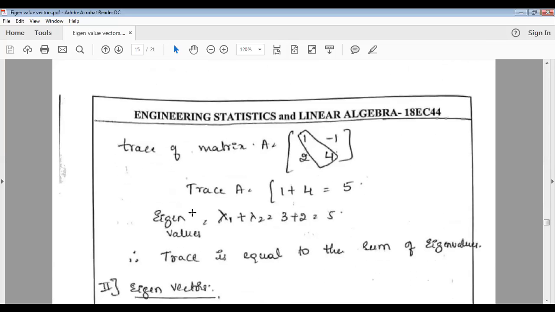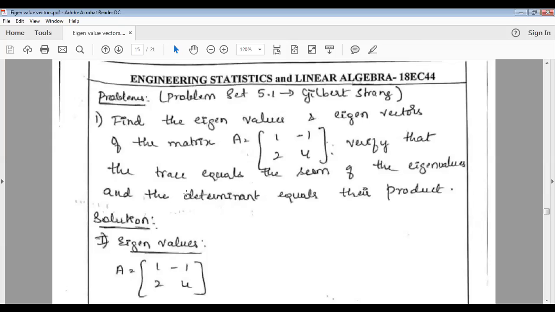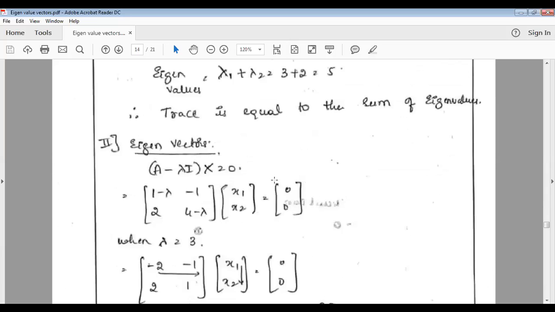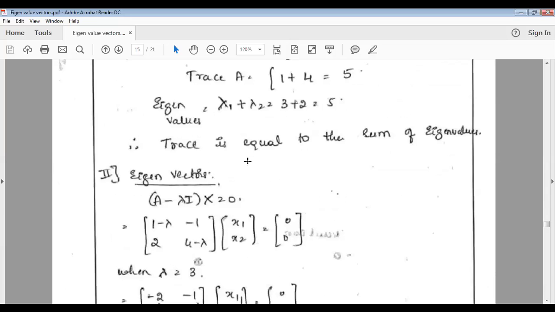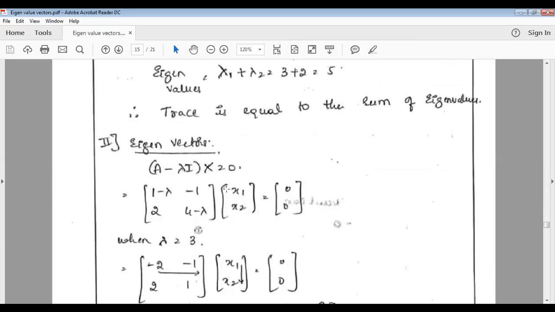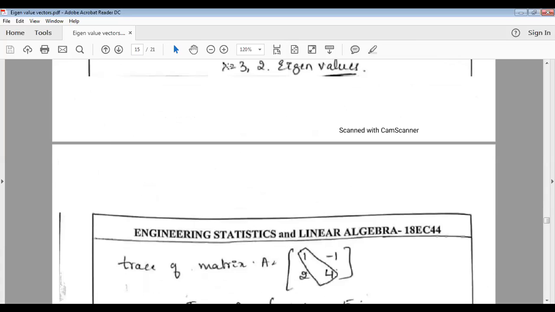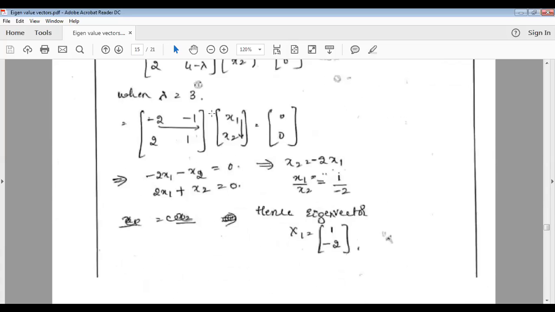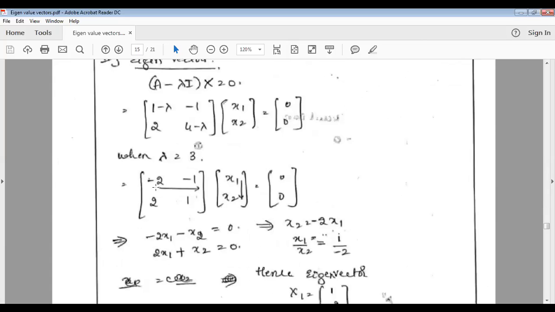The second question that they've asked is to verify that the determinant equals their product, right? So we take A minus lambda I into x equal to 0, and then we first plug in lambda as 3 because the two lambdas are 3 and 2. So I first plug in lambda equal to 3, and the matrix is minus 2, minus 1, 2, and 1. And I know that X will have a structure, a column matrix of n cross 1. N now is 2, so I'll have a 2 cross 1 matrix equal to 0, 0, right?